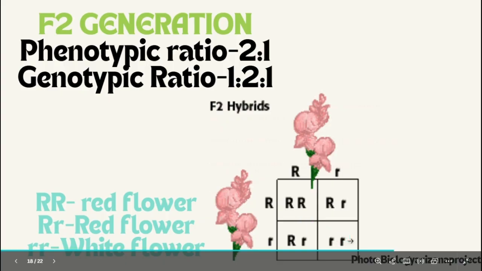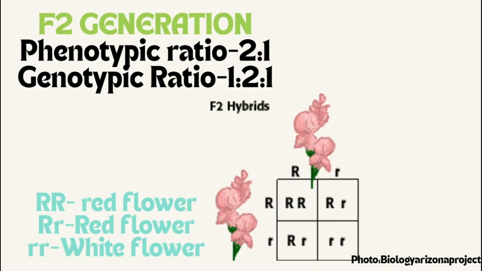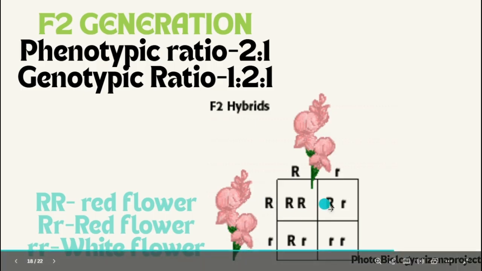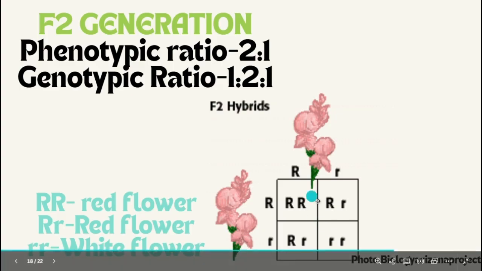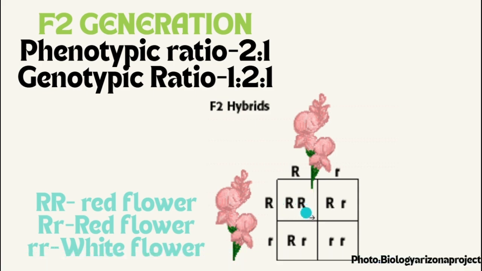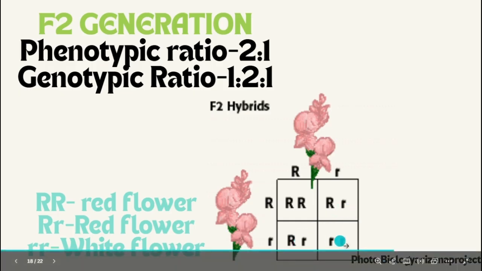And then the last one is going to be little r, which is recessive, and it's going to go for white flowers. So at the end of the day, we have one, two, three red flowers, right? And we have one white flower, right? So 3 to 1, right? And then for the genotype, it's going to be one big R, two big R, little r, and then one little r, right?